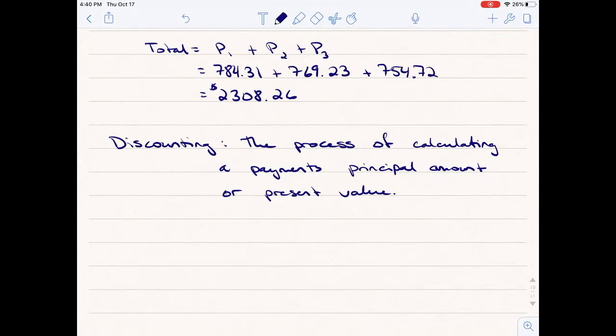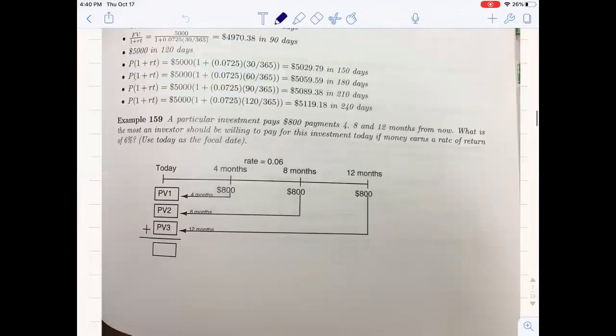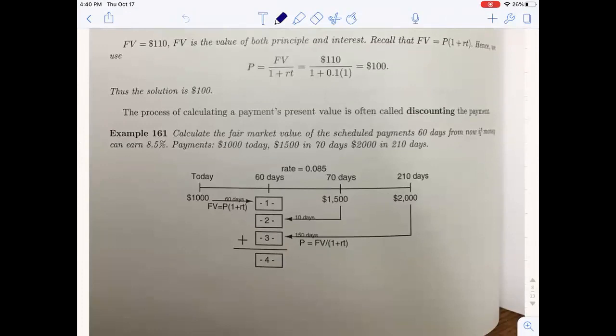Let's do one more example. I know I'm working you guys hard today. Example 161. So example 161, here we go.